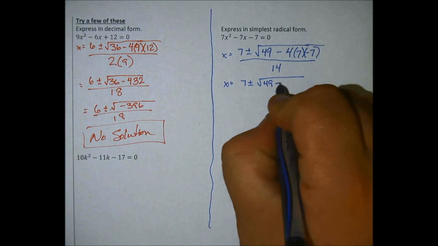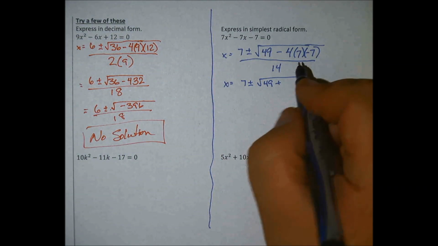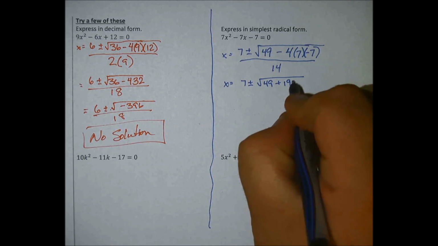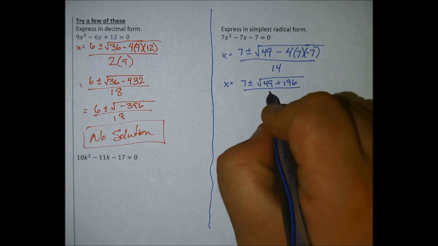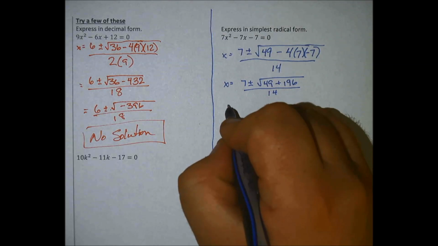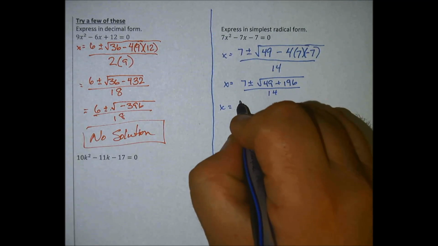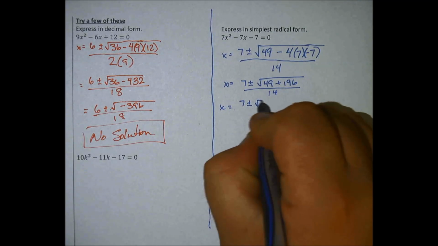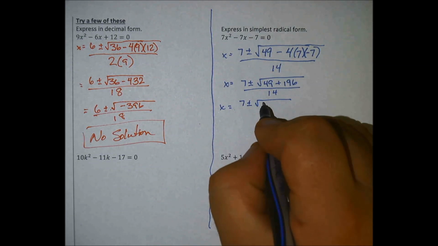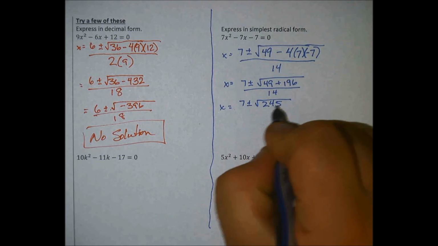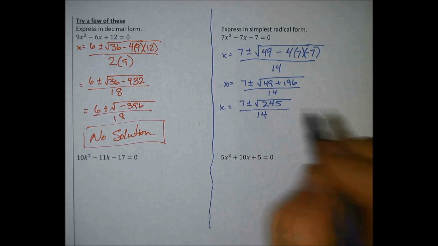So we have 49, that's going to be a plus. 4 times 7 times 7 is 196, all over 14. And so x equals 7 plus or minus. There's a lot to write here, I know, but you can do it. So we have 245 over 14.